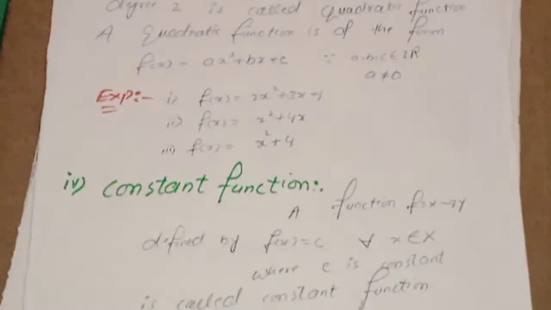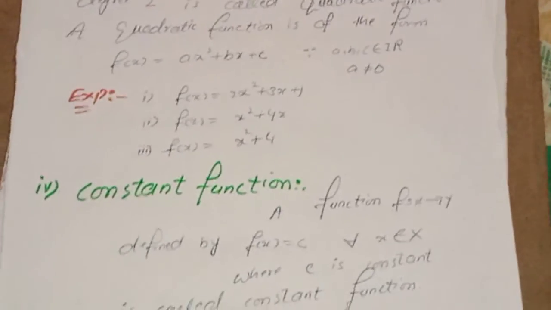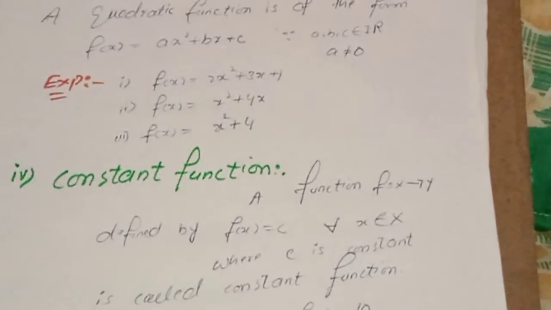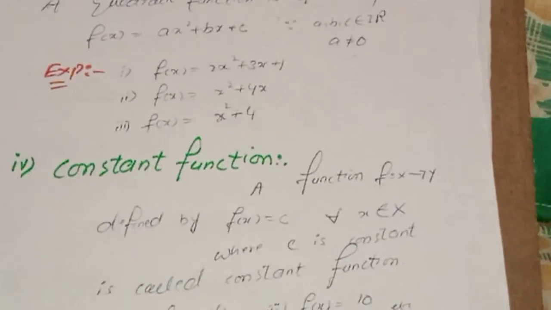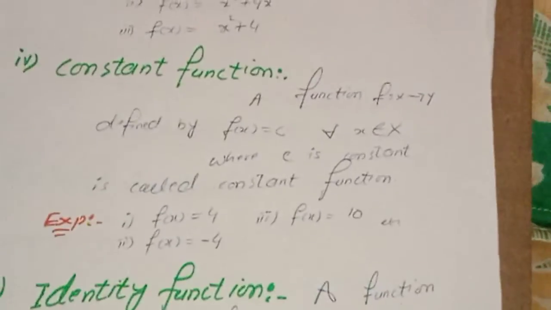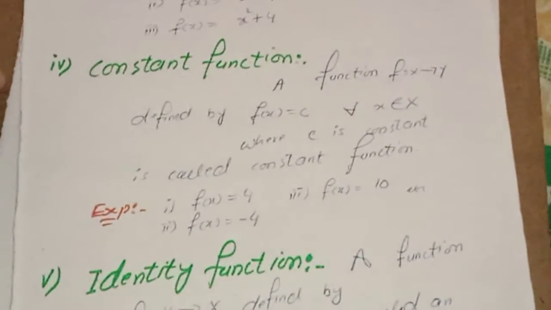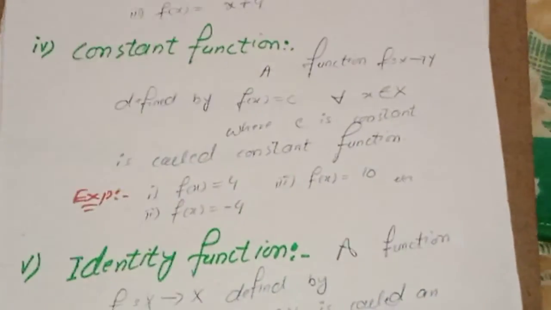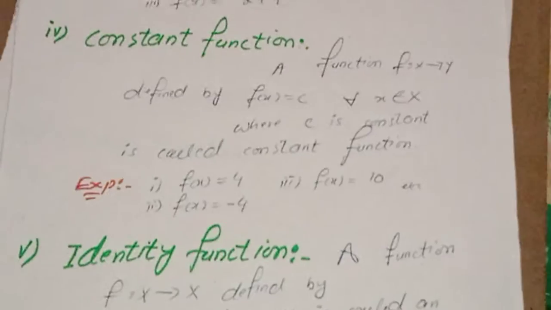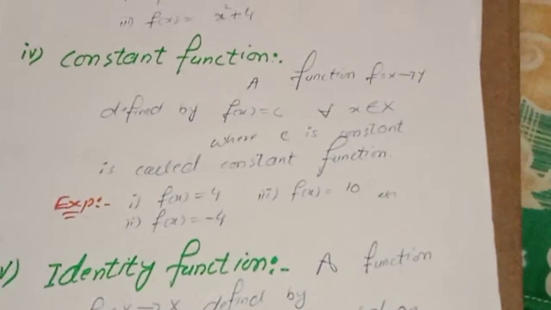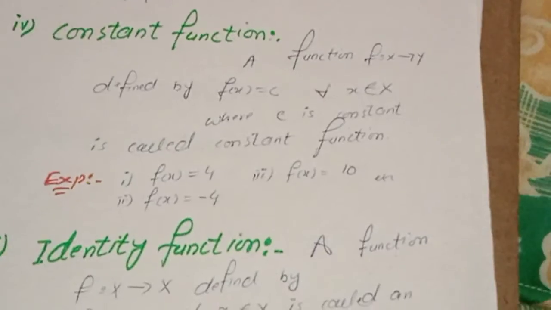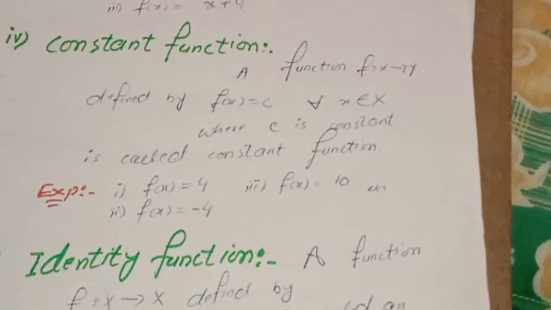Number third is if f(x) is equal to x power 4 plus 4x power 2 plus 4, so it is also quadratic because it is a polynomial of degree 2, so we can say that it is a quadratic function. Number 4 is constant function. A function f from x to y defined by f(x) equal to c for all x belong to x, where c is a constant, is called a constant function.